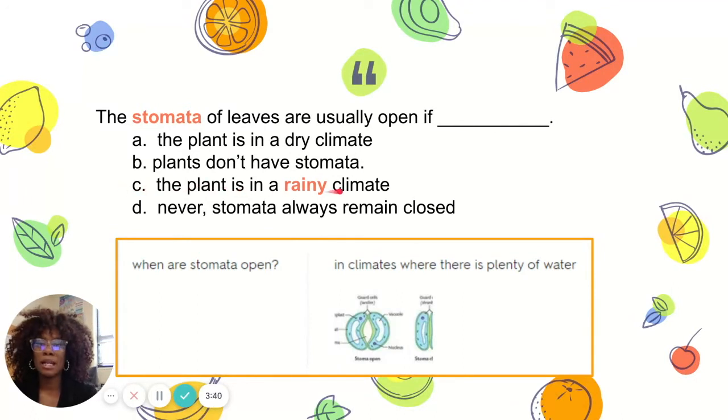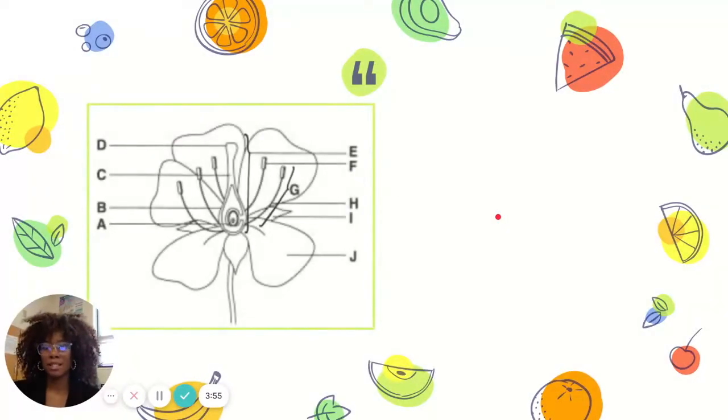The plant is in a rainy climate. If there's a climate where there's plenty of water, then the stomata can be open because they're not worried about conserving water. But in a desert, in a very dry or very hot environment, the stomata are going to be closed as much as possible to make sure that water does not escape the plant.